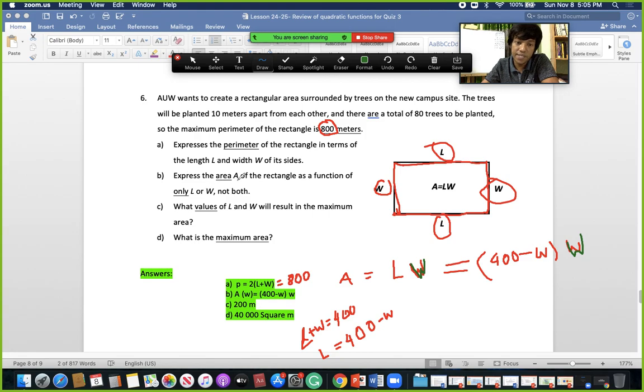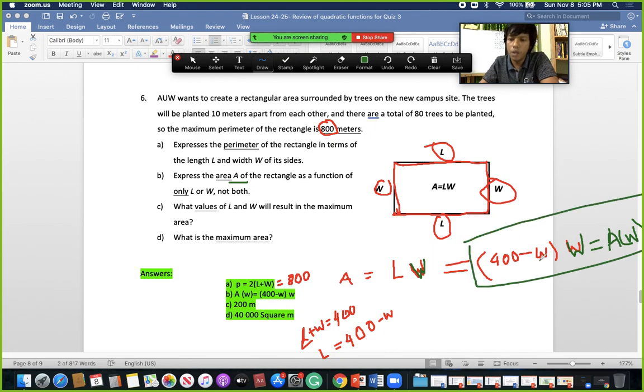The B number question is: express area A of the rectangle as a function of L or W, not both. So you see, this is the function, A of W. This is the function from here to here. This is the answer. Because see, here we only have W, not both. But here, what is the problem? We have L and W both. And from here, how do we replace this L? We replace it by using the given extra information, 800. So 2 into L plus W equals 800. Then we get the L value. Put the L value here. Then you get the function.